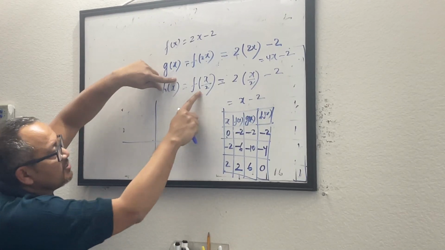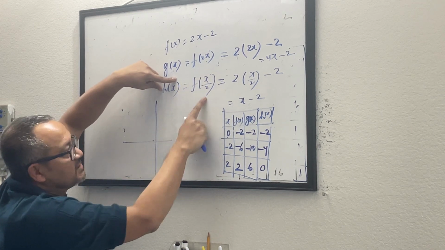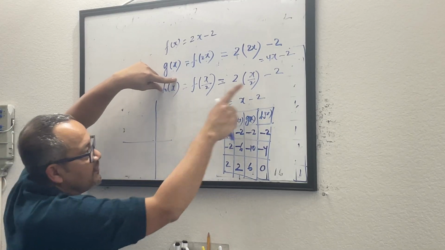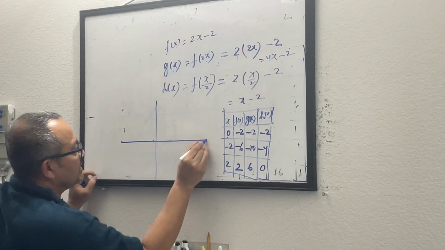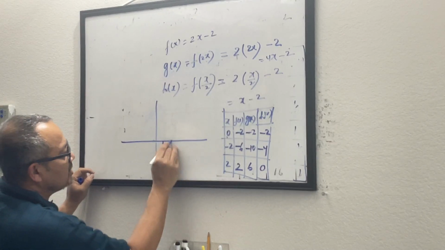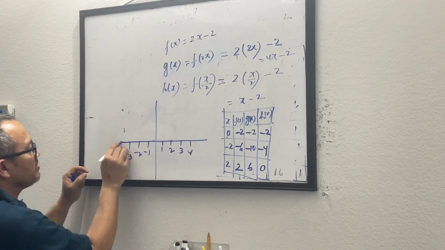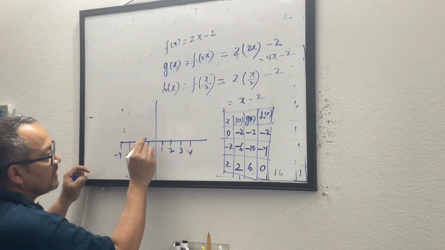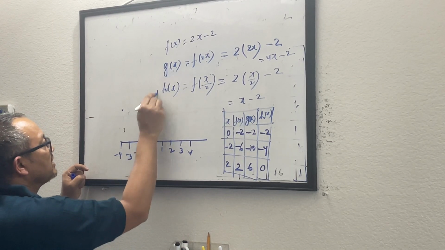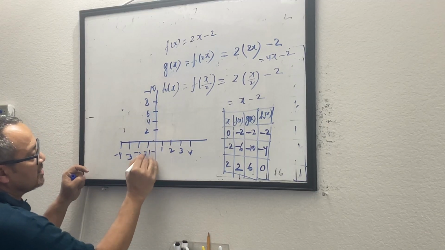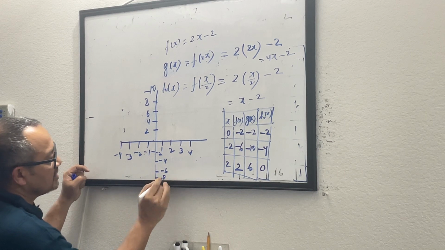Similarly, for h of x, we are trying to simulate what is happening with respect to this function when my input is getting multiplied by half. So this was my new equation, and we got all these tables. So let's try plotting it here. 1, 2, 3, 4, minus 1, minus 2, minus 3, minus 4, and here I will have 2, 4, 6, 8, 10, minus 2, minus 4, minus 6, minus 8, and minus 10.